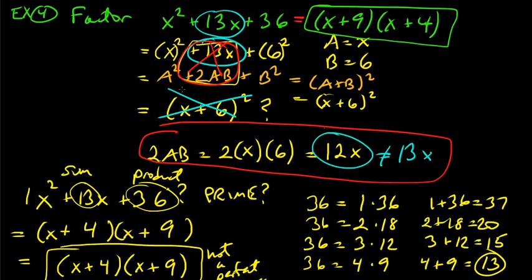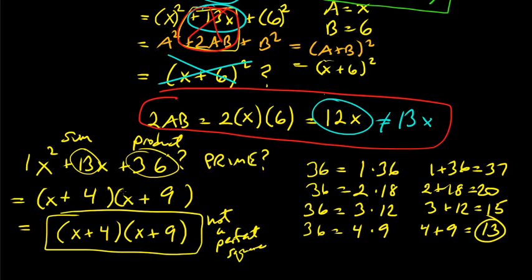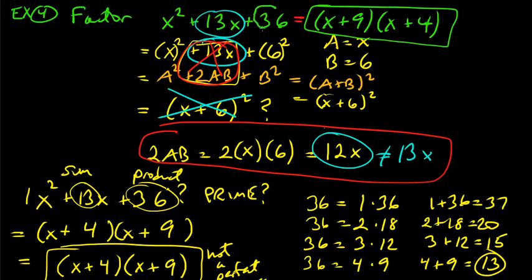Okay, so you have to be careful because even when the first term and last term are perfect squares, that doesn't mean it factors as a perfect square. You have to check the middle term.